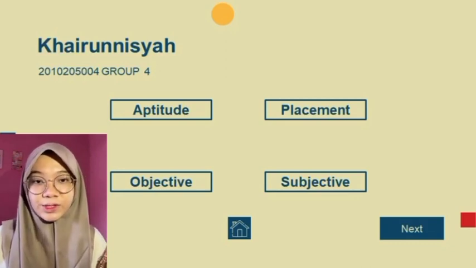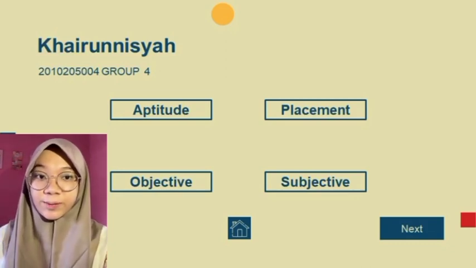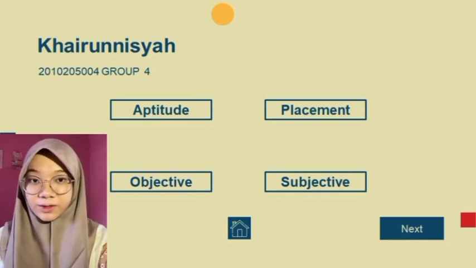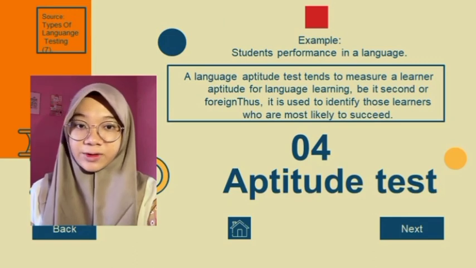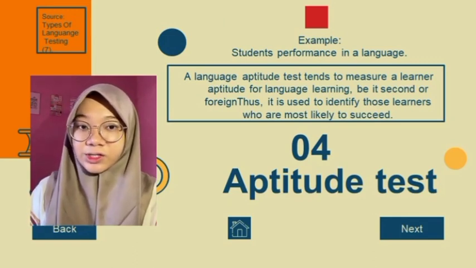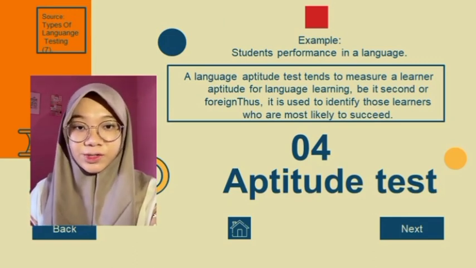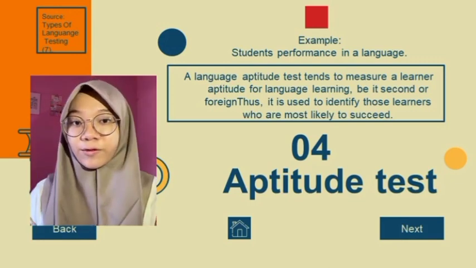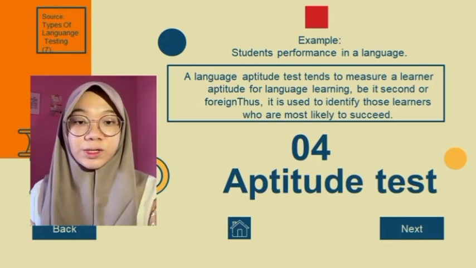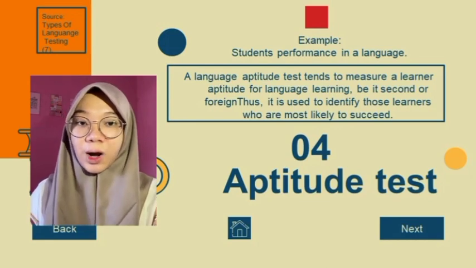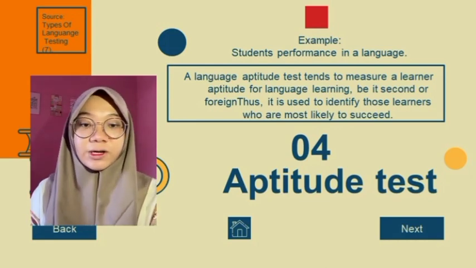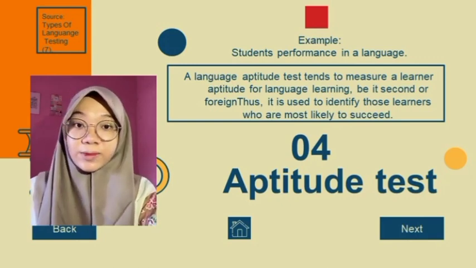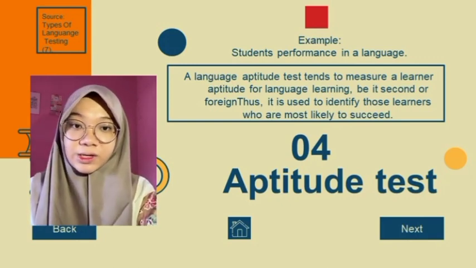So in this opportunity, I would like to explain about aptitude test, placement test, objective test, and subjective test. What is aptitude test? A language aptitude test tends to measure a learner aptitude for language learning, be it second or foreign. Thus, it is used to identify those learners who are most likely to succeed. For example, is students' performance in a language, source from the types of language test, page 7.